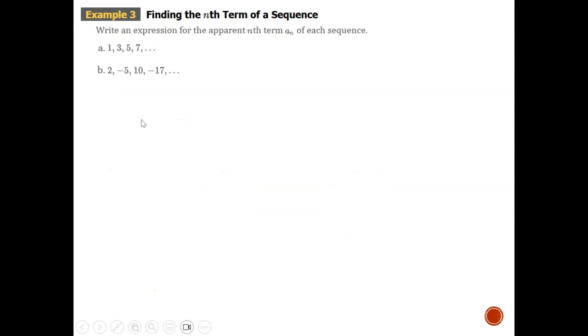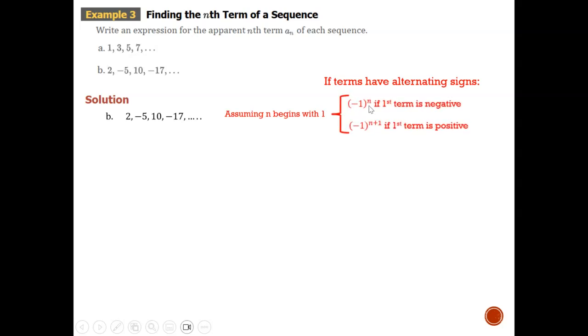Let's try B now. Check B out. Remember the signs? They go from positive, negative, positive, negative. So if terms have alternating signs, here are the two conditions, assuming n begins with 1. If you have (-1) to the power of n, that's if the first term is negative. But here, guys, my first term is positive, so it's going to be the second one at the bottom. If you have (-1) to the n plus 1, that's what you put if the first term is positive. So this is going to go at the beginning of the sequence. This is part of the sequence right here.